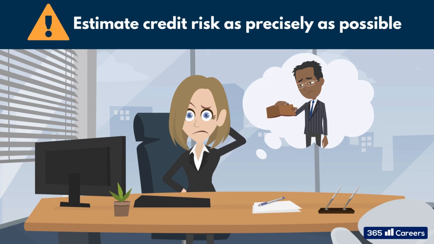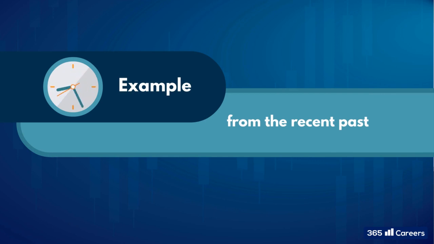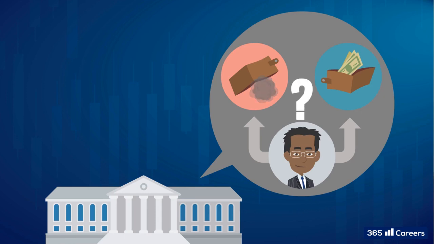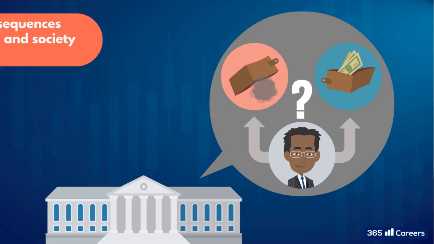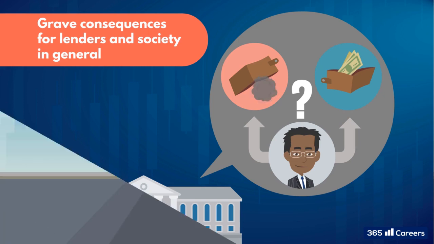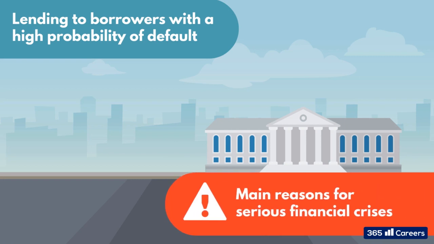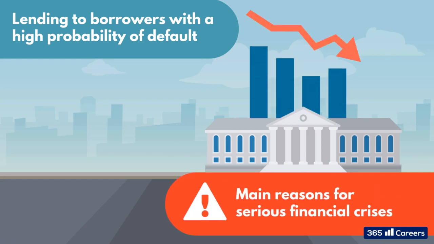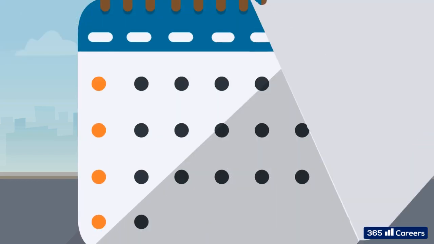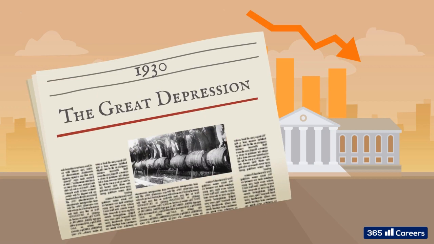Let's spend a few moments to provide a noteworthy example from the recent past. It's important to know that lenders' inability or failure to estimate borrowers' probability of default can have grave consequences for lenders and society in general. Lending to borrowers with a high probability of default is one of the main reasons for serious financial crises, such as the global financial crisis in 2008. It was the most serious financial crisis since the times of the Great Depression in the 1930s.